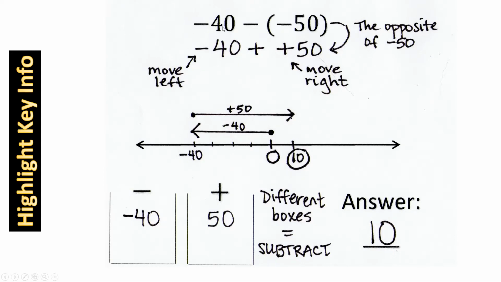In this case, we have -40 and the opposite of -50, so +50. So we'll go left -40, and then from this point, we're going to turn around. We're going to go beyond the 0 and get a +10. And box method, you're going to have +50, -40, so you subtract because they're different. You have more positives, so you're going to end up at +10.